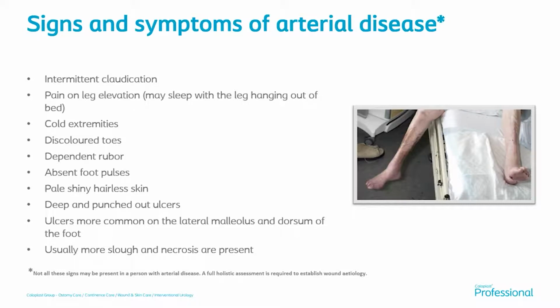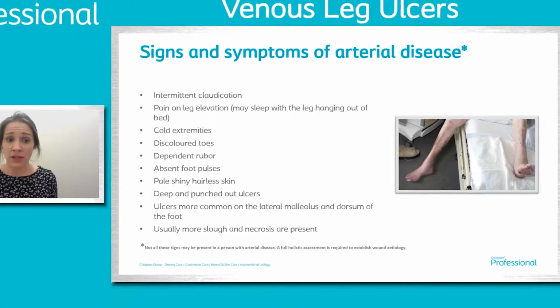So signs and symptoms of arterial disease, just so that we can be clear on whether we're thinking somebody might have a venous leg ulcer or an arterial leg ulcer. With arterial disease, we would be looking for things like intermittent claudication. We'd be talking to our patient and seeing if they have any pain during the night, for example, if they're having to hang their legs out of the bed, if their extremities, their toes, their feet are very cold or discoloured. When they elevate their legs, are they in significant pain, whether that's during the day or at night?